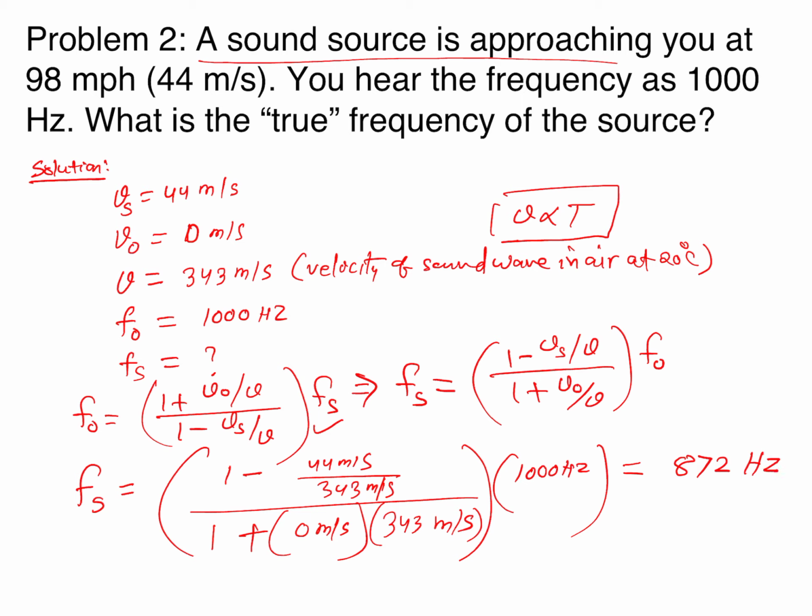So what we realized doing this problem is that the source is actually emitting 872 hertz, but you perceive a frequency of 1000 hertz. So the frequency emitted by the source, the actual frequency, and the frequency perceived by the observer are different. This effect is called the Doppler effect.